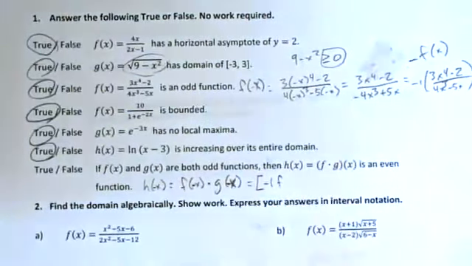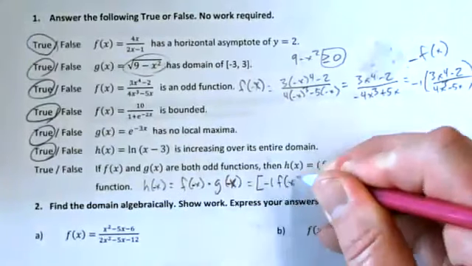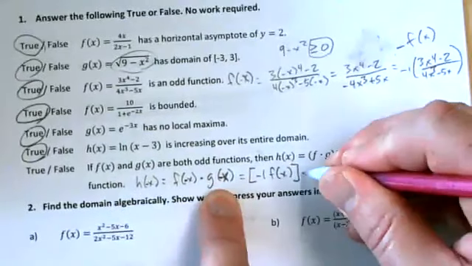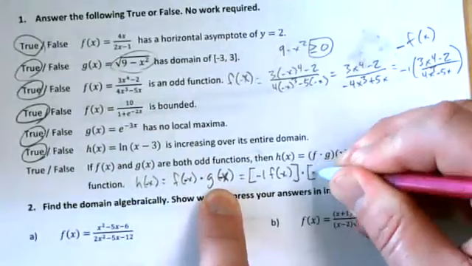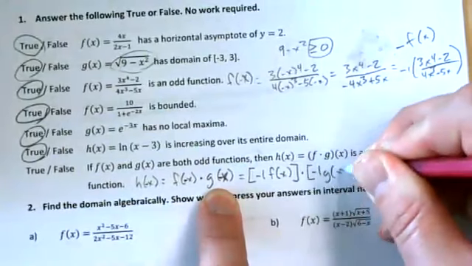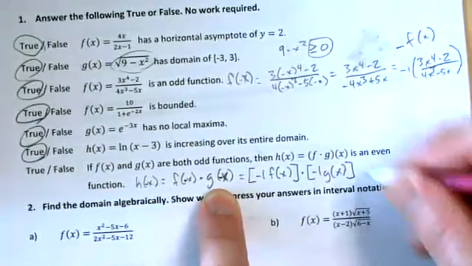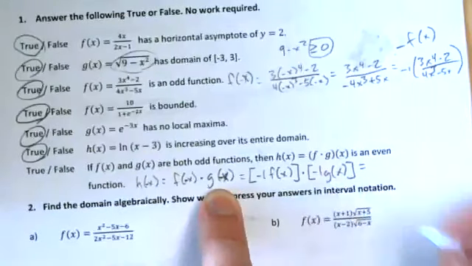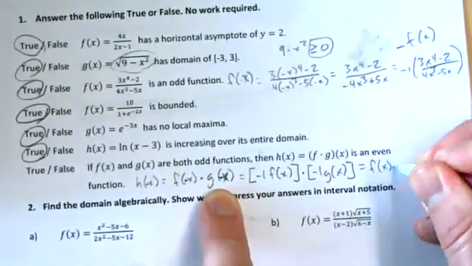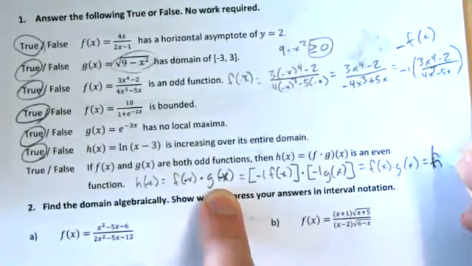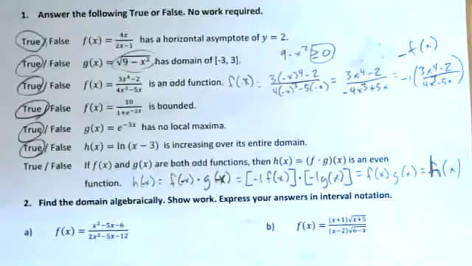All right, so if they are odd, then f of negative x is equal to negative 1 times f of x. That's the definition of it being odd. And if g of x is odd, then g of negative x is equal to negative 1 times g of x. Which means, well, those negative ones are going to cancel out, then that's just f of x times g of x, which is the same as h of x. Which means, yeah, it's even, so that's true.